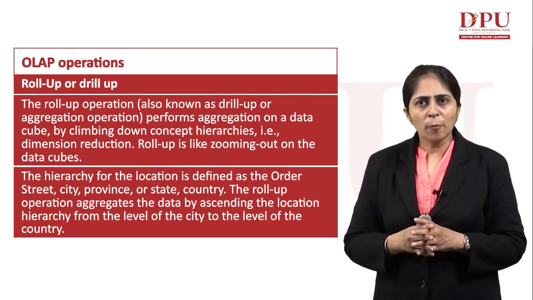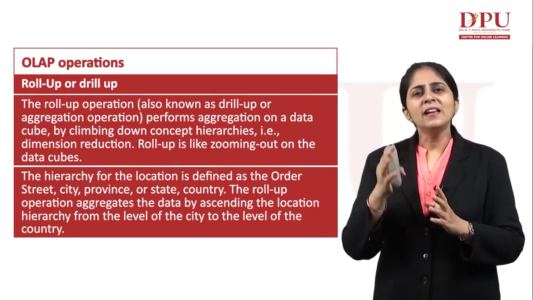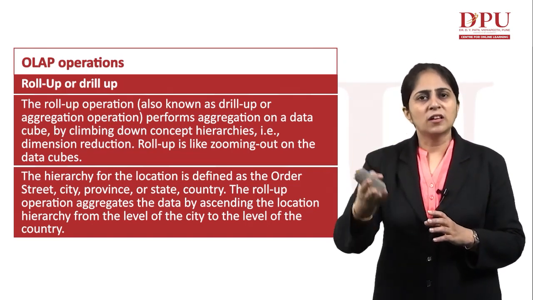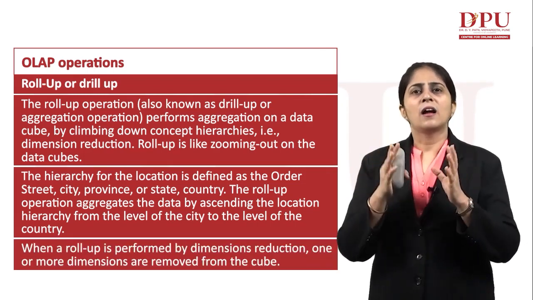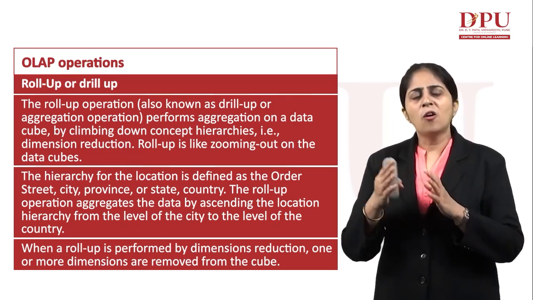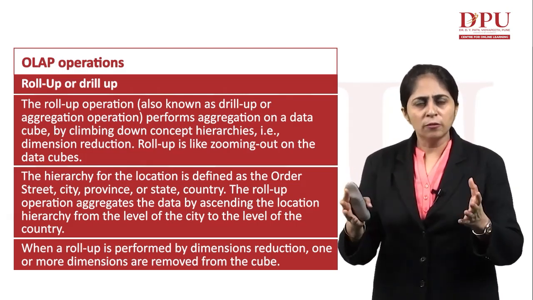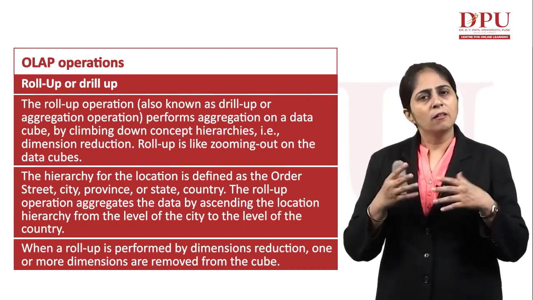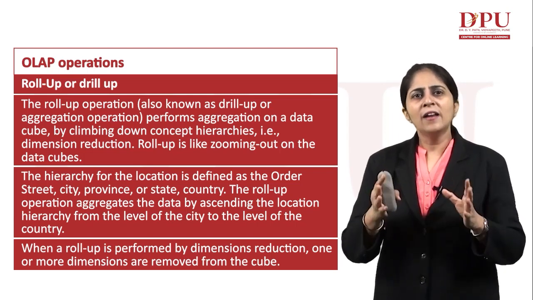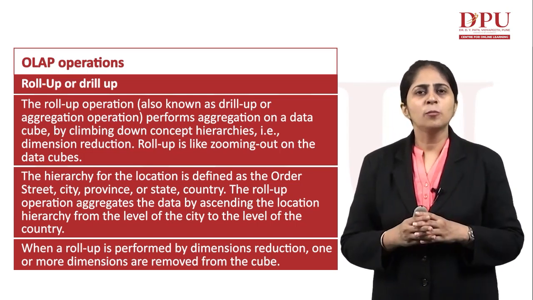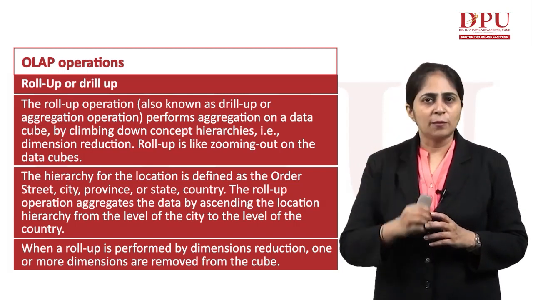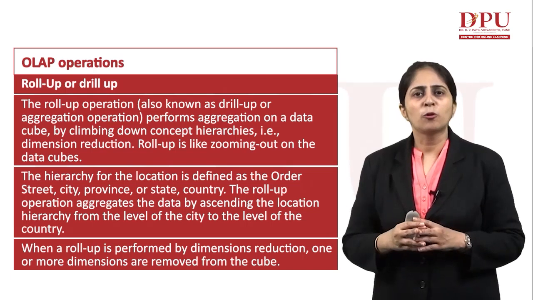Now, this roll-up operation aggregates the data by moving up the location hierarchy from the level of city to the level of country. When a roll-up operation is performed by dimension reduction, one or two more dimensions are removed from the cube. As an example, consider a sales data cube having two dimensions. One is the location that we want to analyze. Another is the time, that is, at what time dimension do we want to analyze.